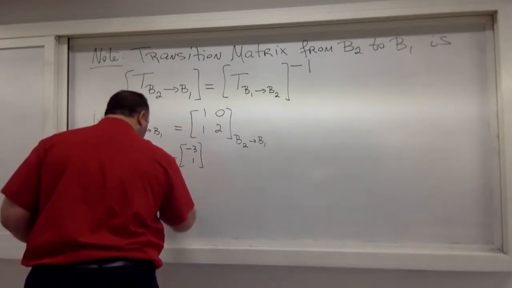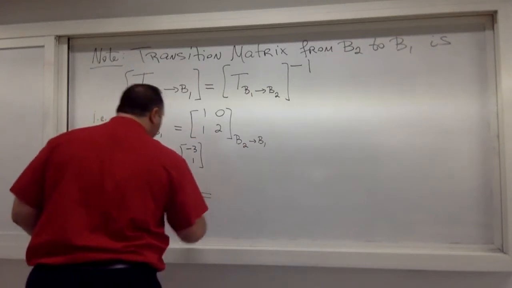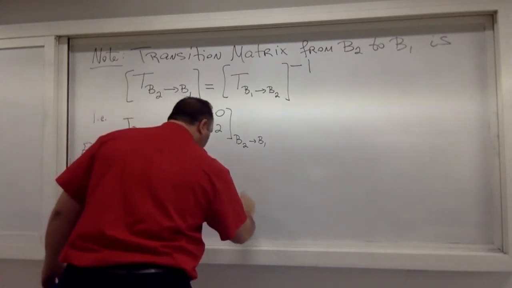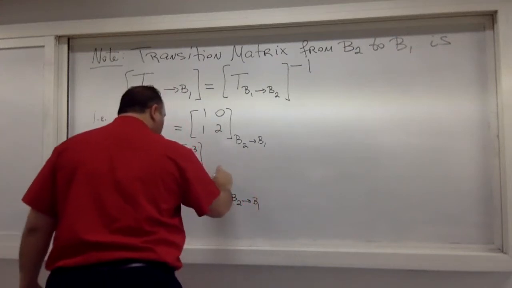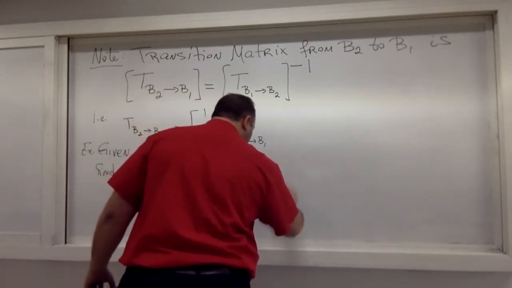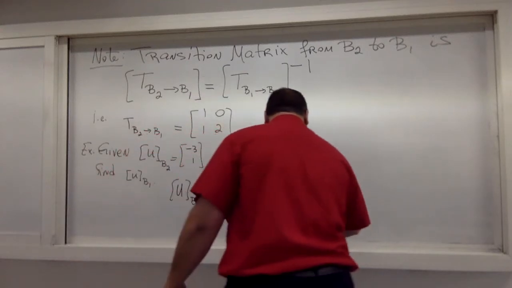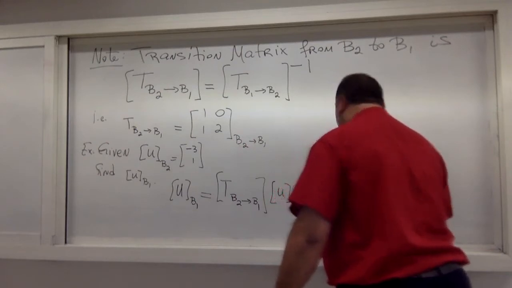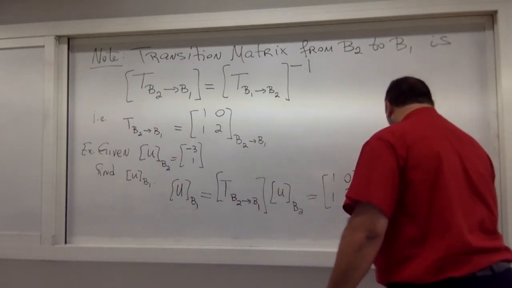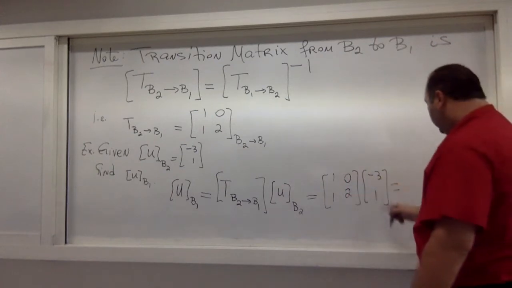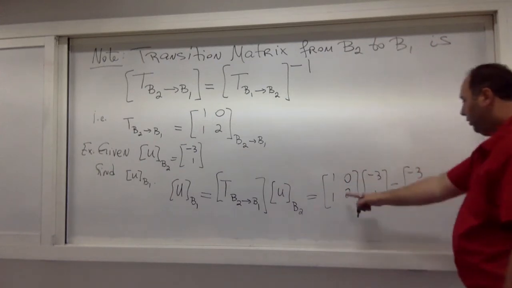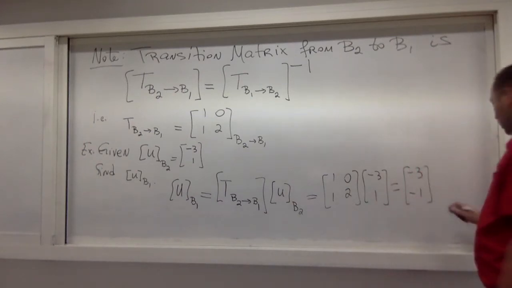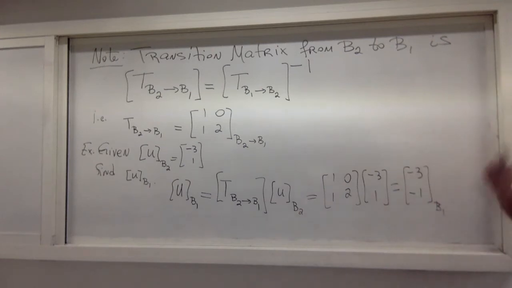So u in B1 is equal to the transition matrix from B2 to B1 times the coordinates of u in B2, which are given. So it's [1, 1, 0, 2] times the coordinates [-3, 1]. Ta-da. So you have -3 plus 0, then you have -3 plus 2, which is -1. So these are the coordinates of the guy in basis B1.